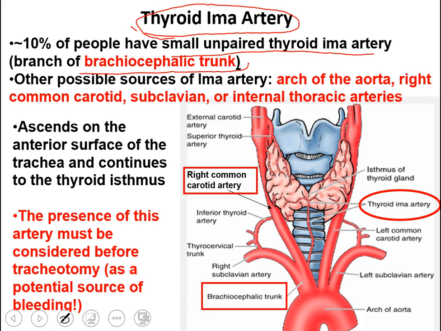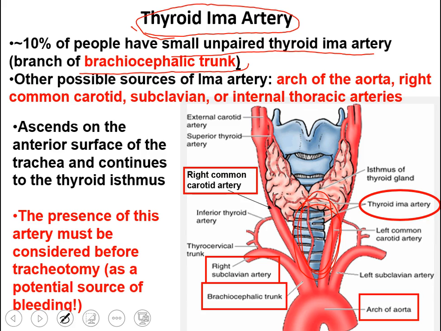However, it may also arise from the arch of aorta or from the right common carotid, subclavian, or internal thoracic arteries. This small artery ascends on the anterior surface of the trachea, which supplies and continues to the isthmus of thyroid gland. There it divides and supplies it.